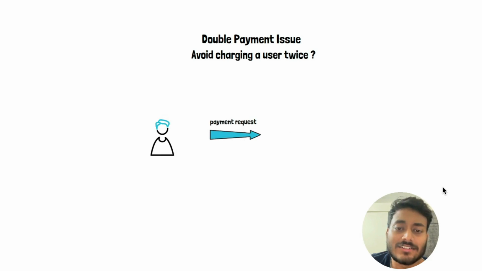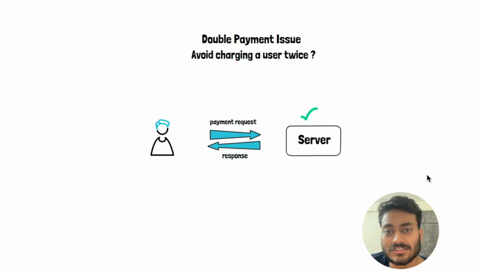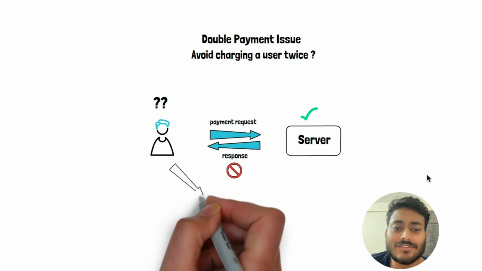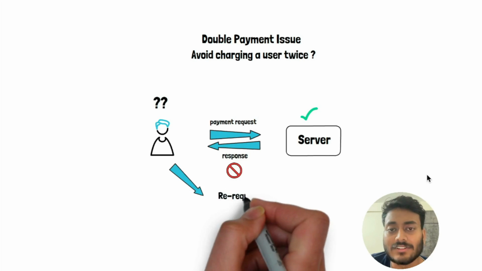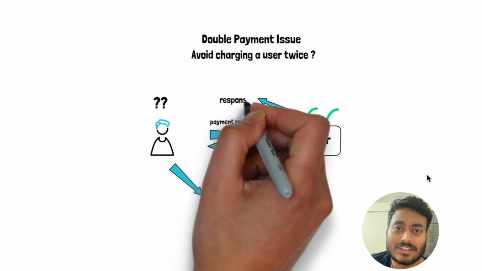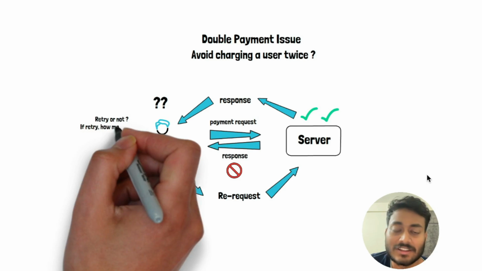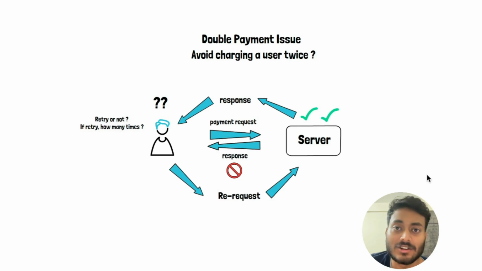Let's say a client attempts a transaction and the request goes to the server. The server processes that request, but somehow the response fails. So now, thinking that the request failed, the client will retry and raise a re-request to the server. The server will again process it and send a response, and this time the response reaches the client. So now the client thinks that the payment was done once, but it was actually done twice.